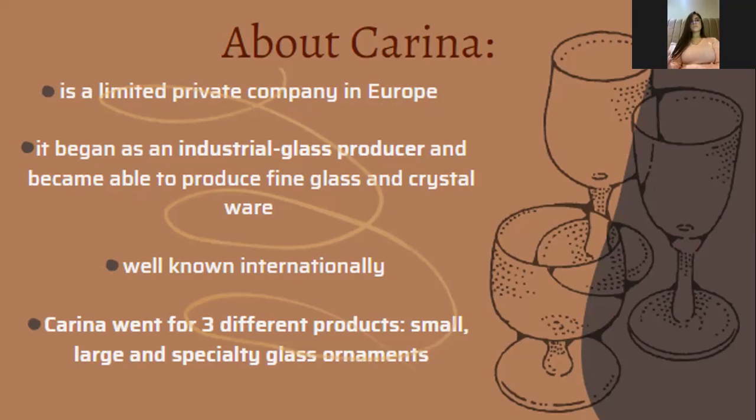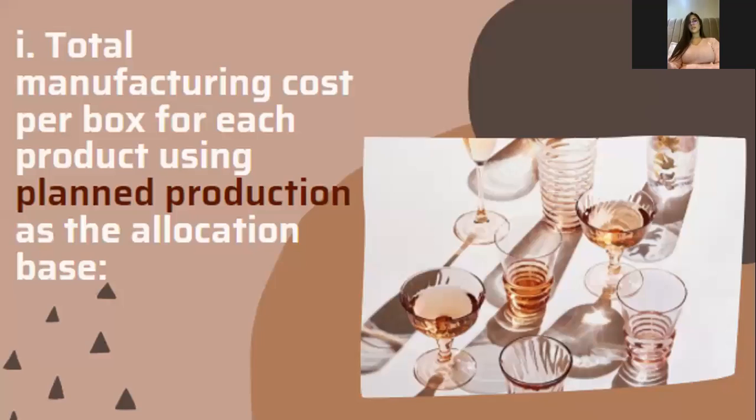A small one selling for $9 per box, a large one for $11 per box, and the third one is a specialty ornament, which is for $17 per box. Actually, Carina is calculating the cost per box for each product using a volume-based costing system and allocating costs to each product line based on the planned production of ornaments. And now I will let the floor to my colleague.